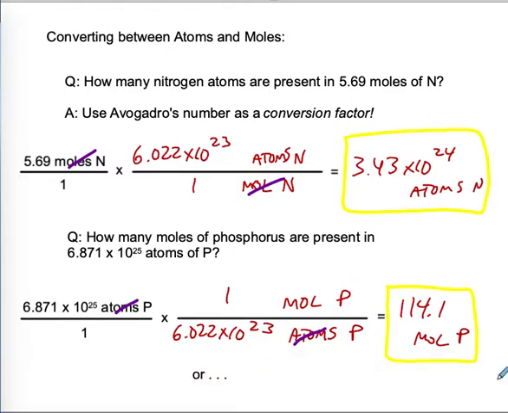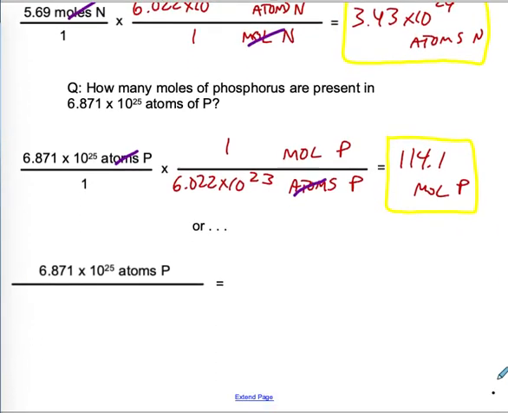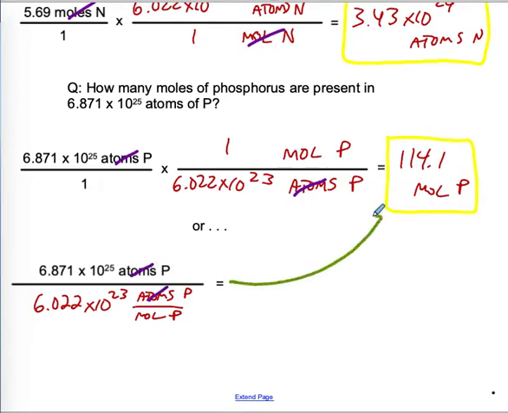Another way to perform this calculation looks like this. I can take my atoms of phosphorus, and rather than multiplying by the reciprocal of Avogadro's number, I can simply divide by Avogadro's number. So 6.871 times 10 to the 25th atoms of phosphorus divided by 6.022 times 10 to the 23rd atoms of phosphorus per mole of phosphorus. Mathematically equivalent, atoms cancel atoms, and I get the exact same result. So set it up whichever of those ways makes more sense to you.